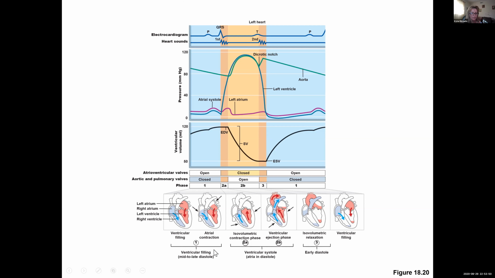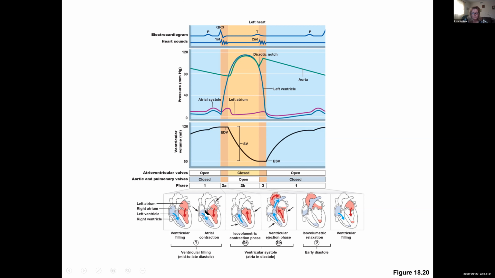So ventricular filling, mid to late diastole. What does it mean? It means that ventricles are relaxed, right? First, we have ventricular filling. So it's passive: blood passively moves from atria to ventricle, and then atria contraction. About 80% of blood flows from atria to ventricle passively when the ventricle is relaxed. And then atria contract, squeezing the remaining 20% of the blood into the ventricle, right?